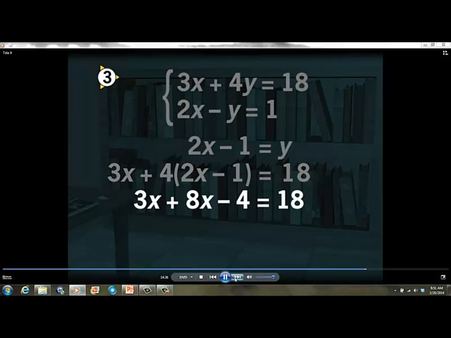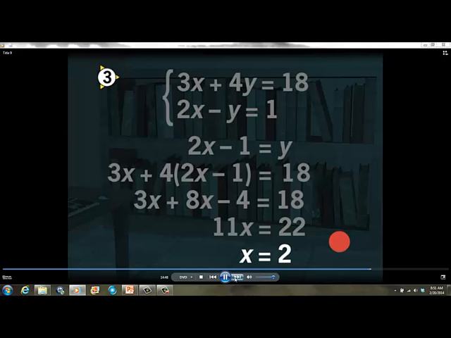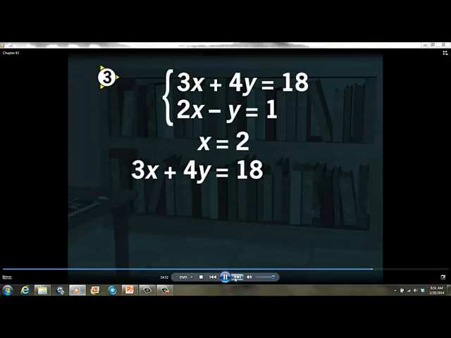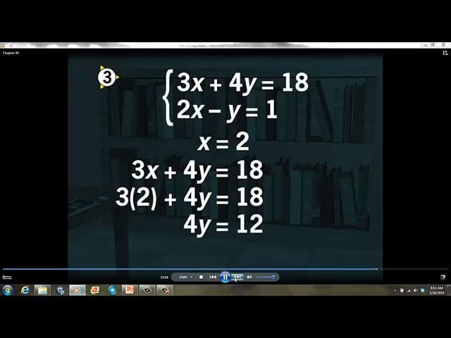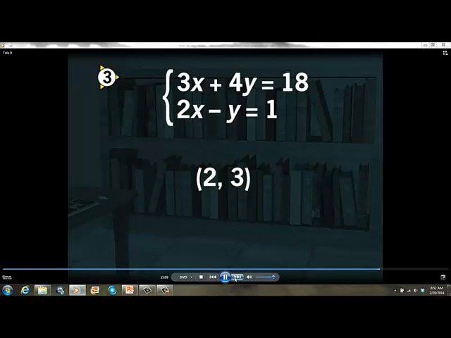Now simplify and solve. 3x plus 8x minus 4 equals 18. 11x equals 22. So x equals 2. Take the value for x and substitute back into one of the original equations. I chose the first equation. 3 times 2 plus 4y equals 18. 4y equals 12. So y equals 3. The solution to this system of linear equations is the ordered pair 2, 3.